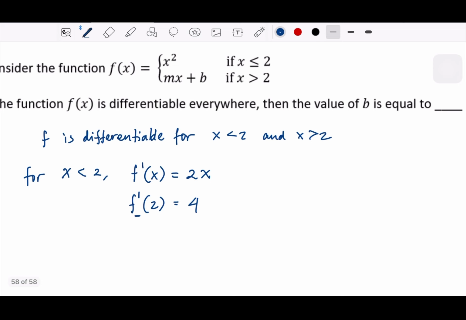And then similarly for x greater than 2, the f prime x, we are going to differentiate this. Since b is a constant, its derivative becomes 0. Mx differentiates to m. So f prime x is equal to m, just a constant m. So our first derivative at x equal 2 is just a constant.